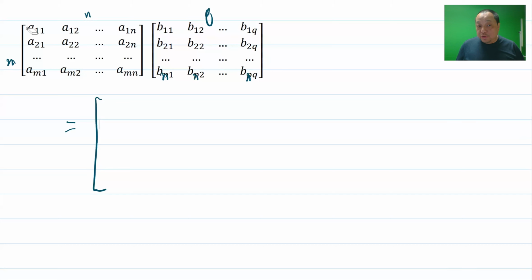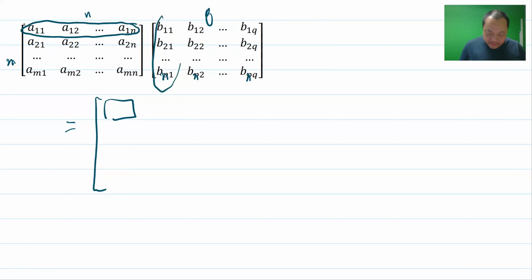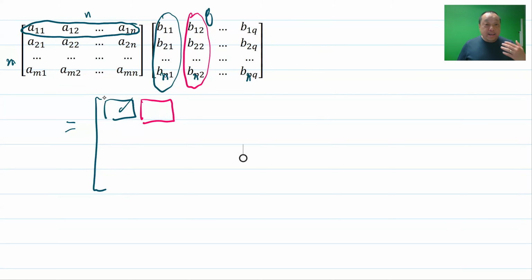How many times are we multiplying? For this 1,1 position, I'm going to take this row and multiply by that column, so I get a number. The position next to it, I'm going to take the same row of A and multiply by the second column of B. And I keep going until I get to the end. And that's when I run out, right? I run out of columns to multiply. I take the first row and keep multiplying by the columns, and I end up with how many columns? Q columns.